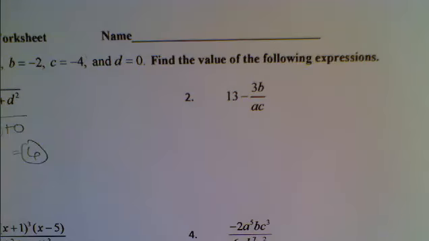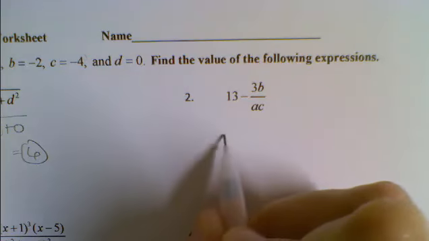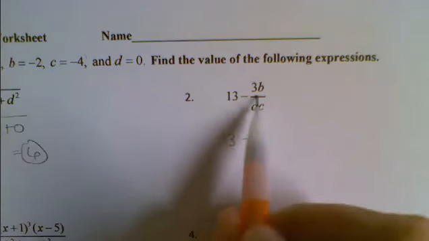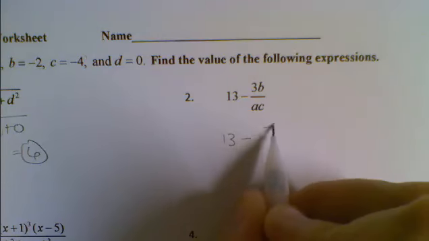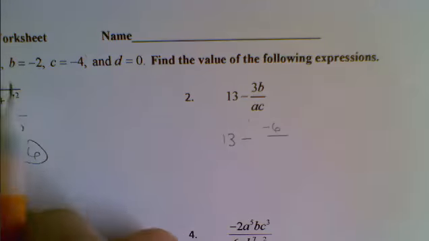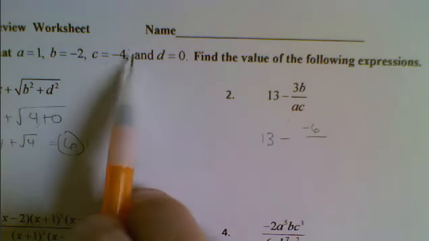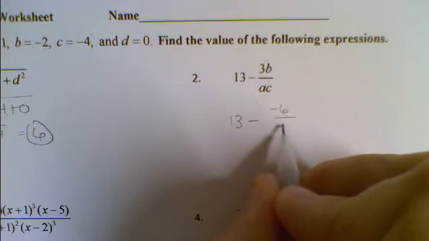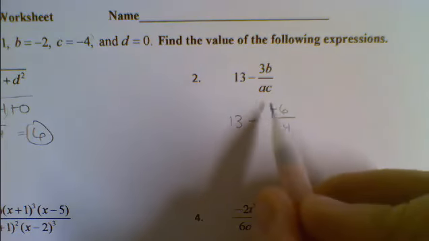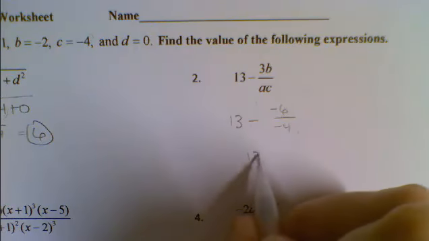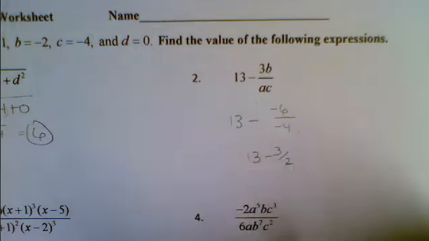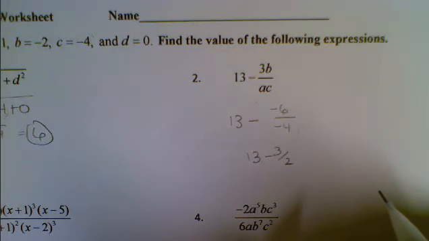Alright, number 2, I have a fraction, so I have 13 minus 3 times b. b is negative 2, so 3 times negative 2 is negative 6, over a times c. And I'm going to take 1 times negative 4, which is negative 4. So I would probably first realize what that fraction is. It's going to end up being a positive 3 halves. So 13 minus positive 3 halves, or 1.5.